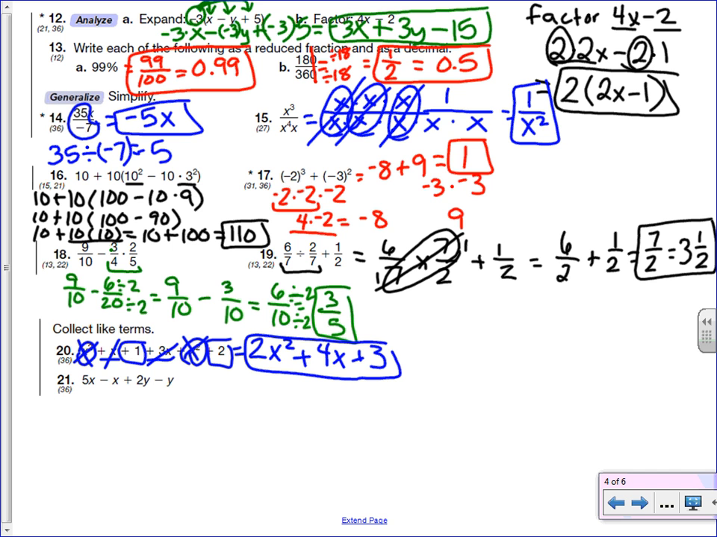In 21, again, we have to look for the same letter and exponent. So we have 5x's minus 1x, which would leave us 4x's. And then we have 2y's minus 1y, which gives us 1y. But we don't write this one here. It's implied. So we would actually write our final answer as 4x plus y.